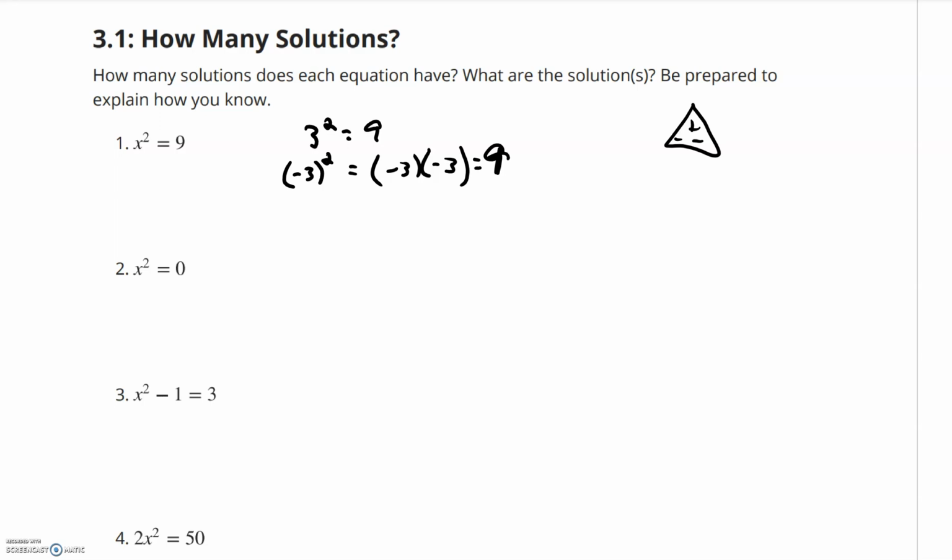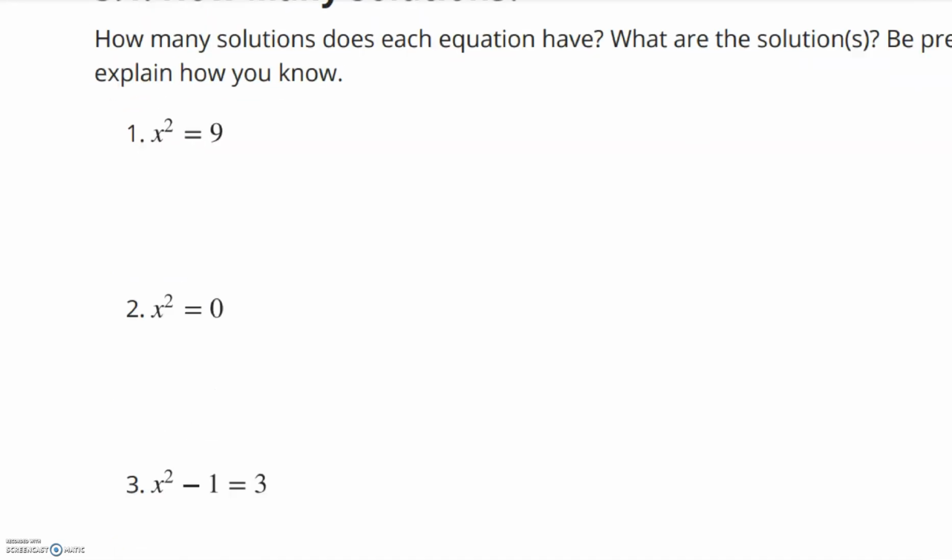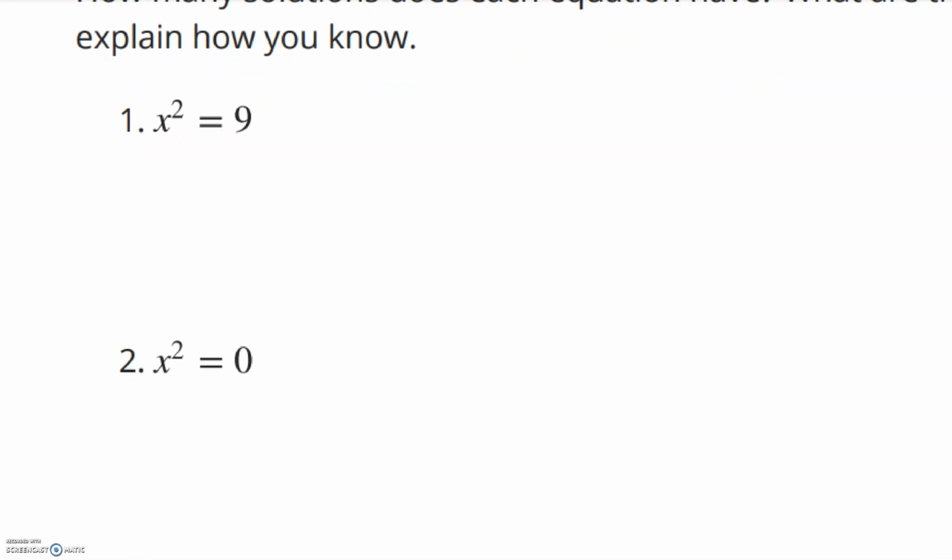So notice for number one, we have two solutions, which is really going to be the most likely case for almost all quadratics. I'm just using number one here as an example of the thought that goes into this. Then we'll go through and I'll show you how to solve these using algebra. Okay, number one here, we're going to solve by using square roots.